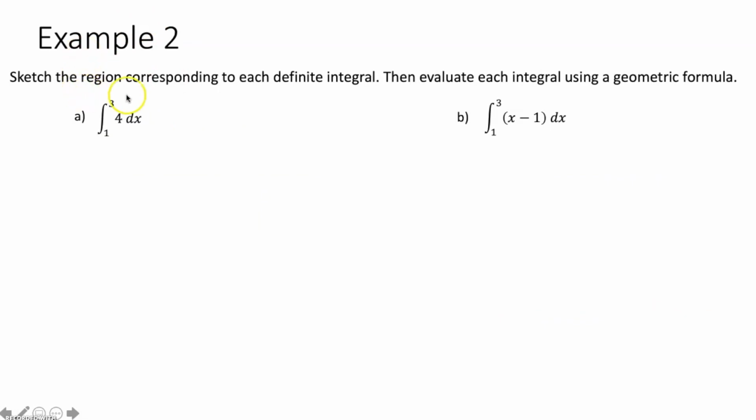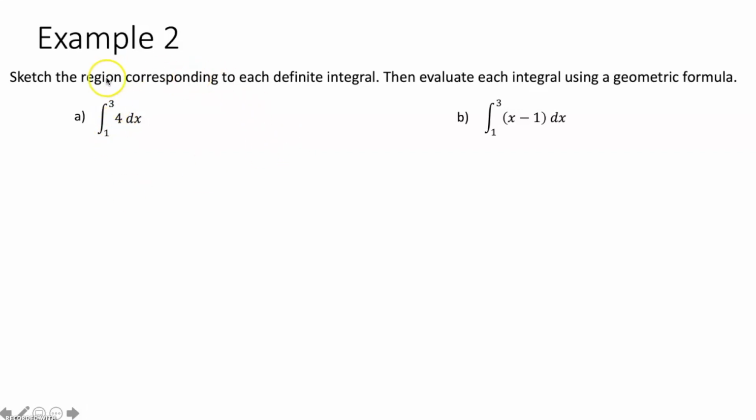Now, example 2 says sketch the region corresponding to each definite integral, then evaluate each integral using a geometric formula. So here we have the integral from 1 to 3 of 4 dx. So this right here wants you to find the exact area under the curve, this function y is equal to 4, on the interval from 1 to 3.